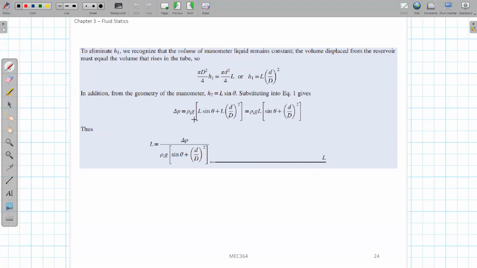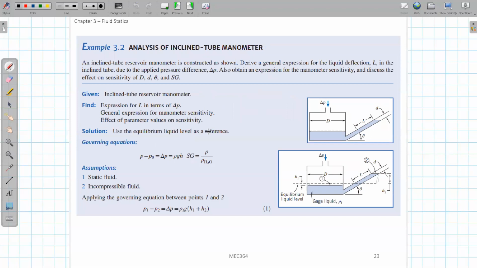And so we can quickly calculate the relationship between this L reading and the pressure, what the pressure difference will be. So this is how this inclined manometer works.